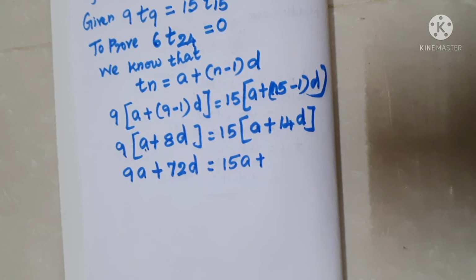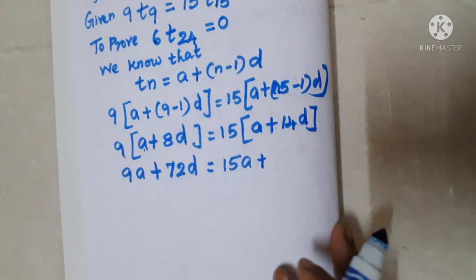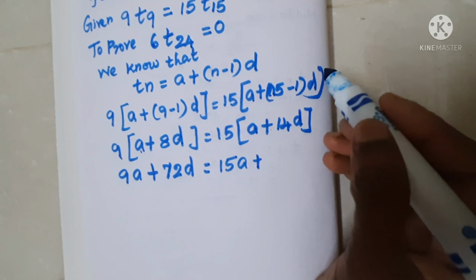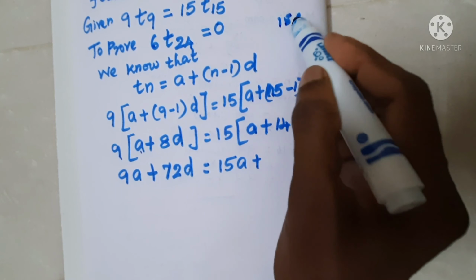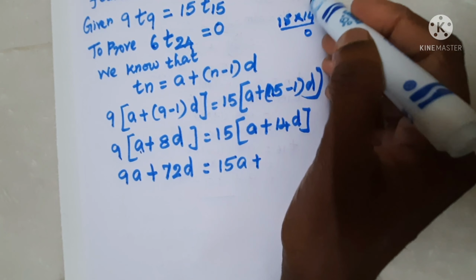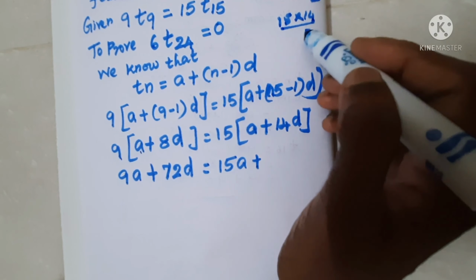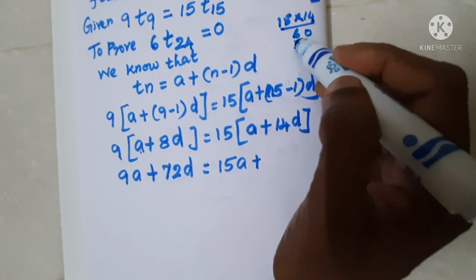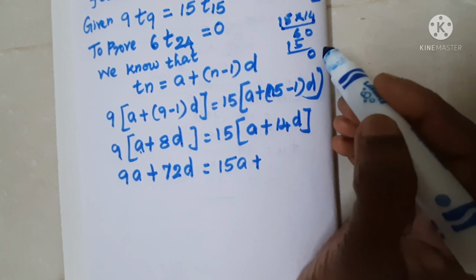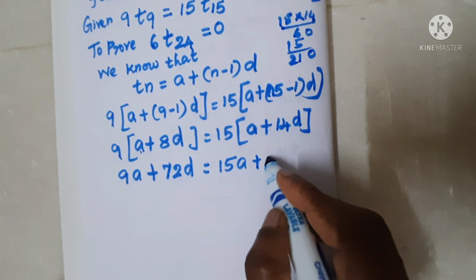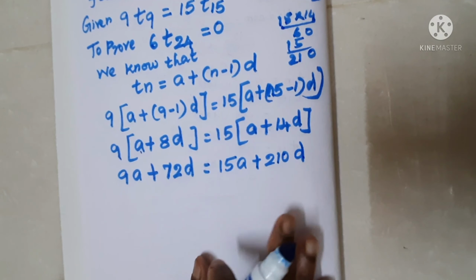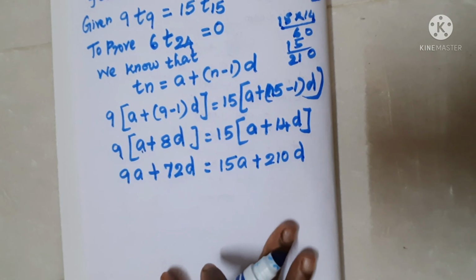into 14 you multiply. So 15 into 14, how much? In the rough work you should multiply this. 15 into 14: 5 fours are 20, remaining 2. 1 four is 4, 4 plus 2 is 6. Then 5 ones are 5. 1 into 1, 1. If you are adding, you will get 0, 1, 2. So 210 into d.